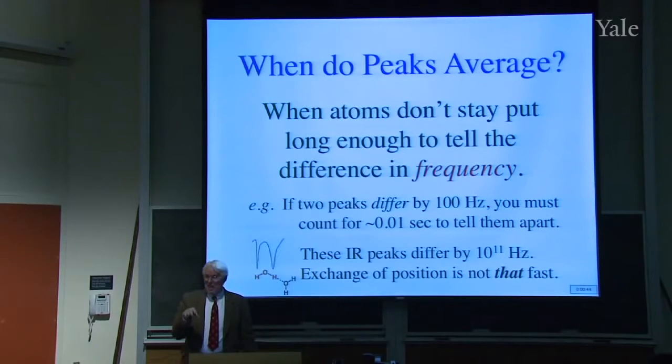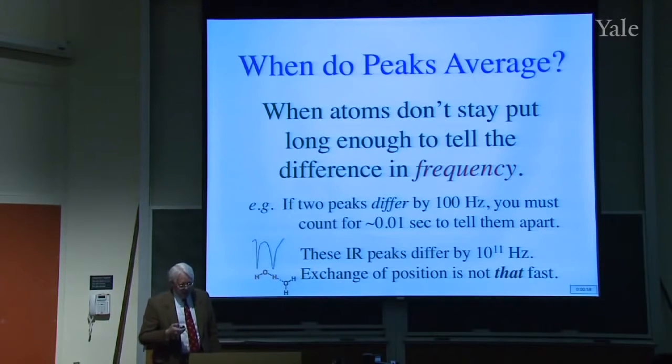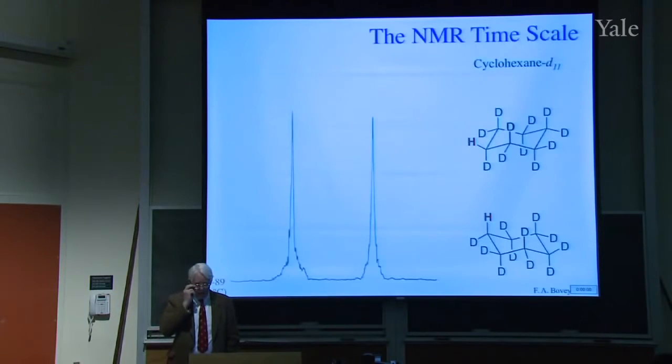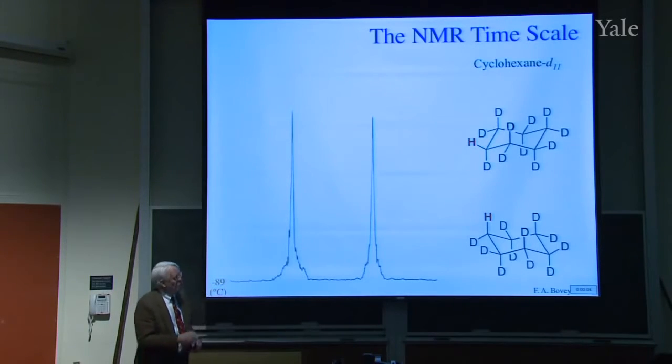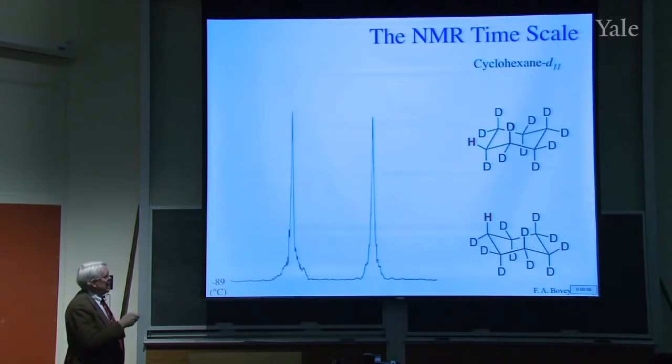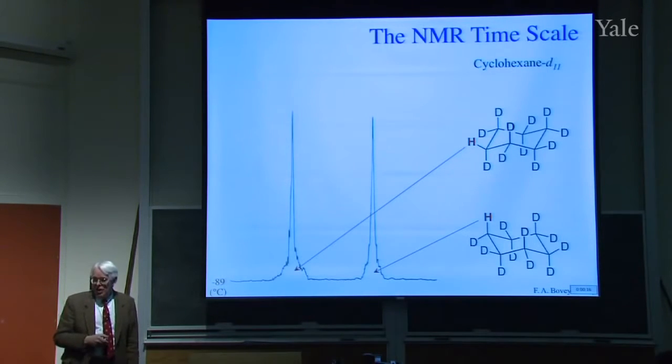But you do see it in the NMR, because the NMR differences in frequency are small, just a few hertz or a few hundreds of hertz, right? So if something happens in 100th of a second, you can see separate peaks for it, okay? But you can't do that in the IR because the differences in frequency are so large. Okay, so this gives rise then to what's called the NMR time scale. Now suppose you had cyclohexane D11. It gives this spectrum, right? It gives spectrum for axial and equatorial hydrogens, right?